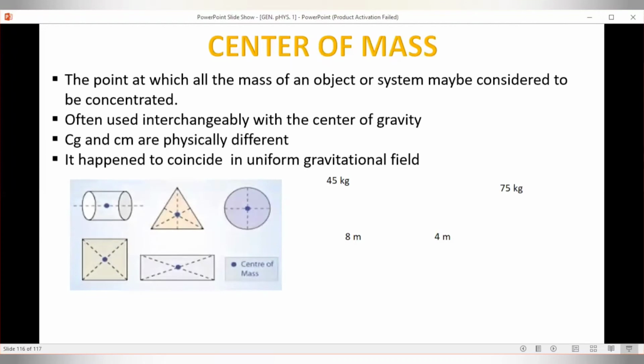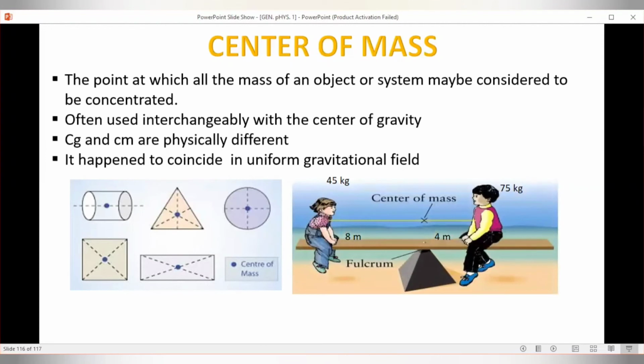So let us have here the examples. If you will notice, ang sabi po doon, for all regularly shaped objects, the center of gravity is found at the center. Same is true with the center of mass. For those regularly shaped objects, the center of mass is found at the center of those figures. Okay?